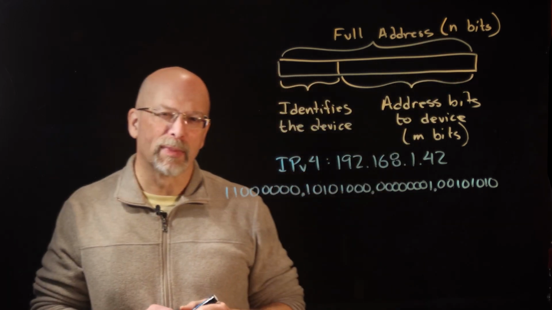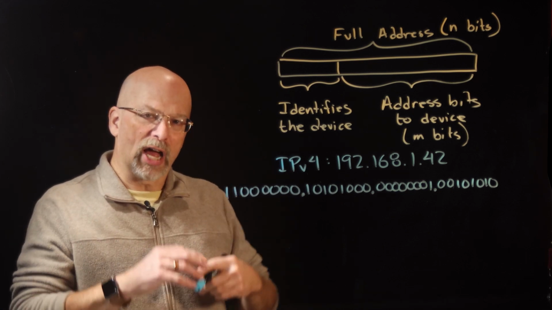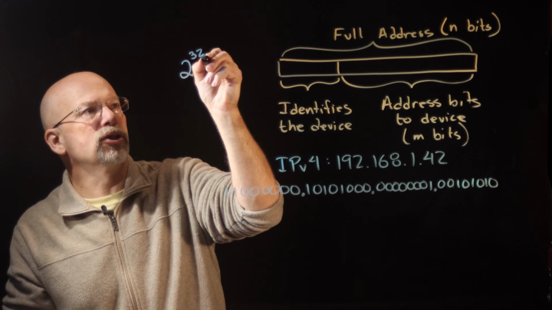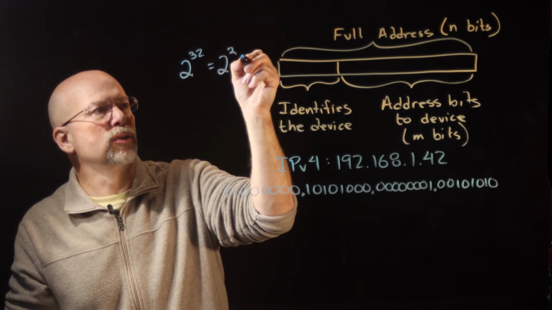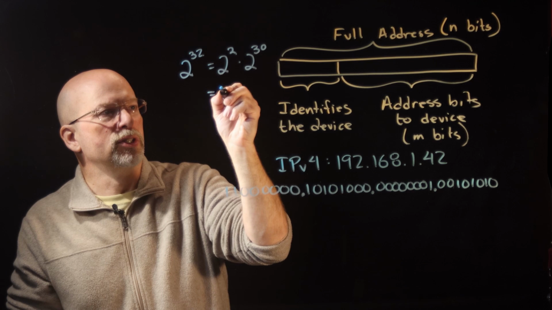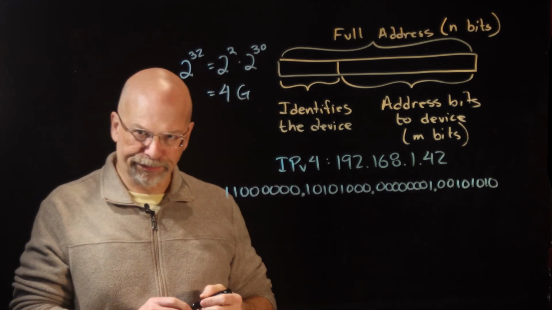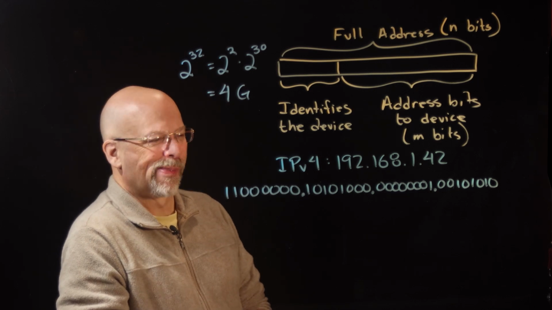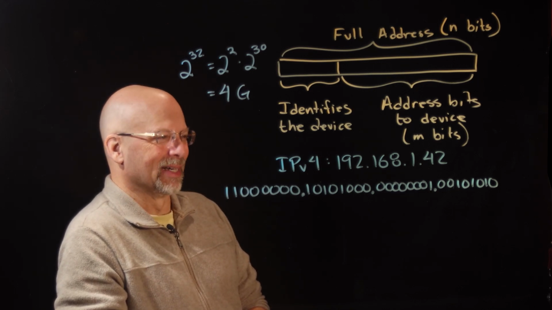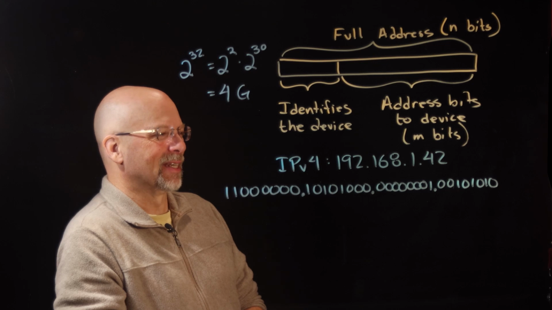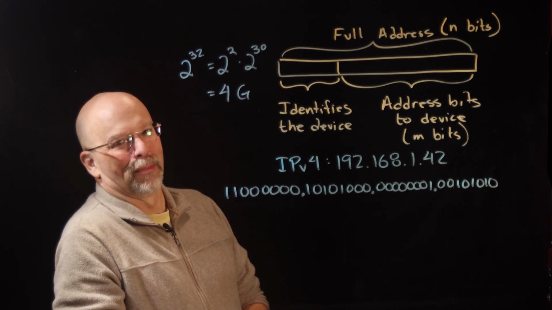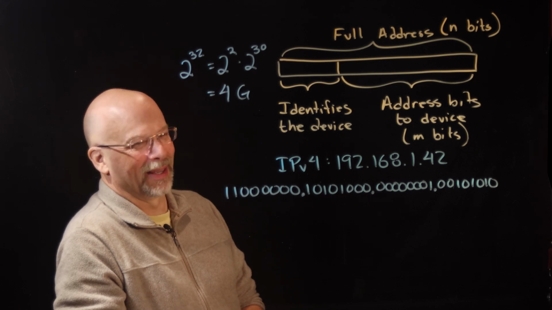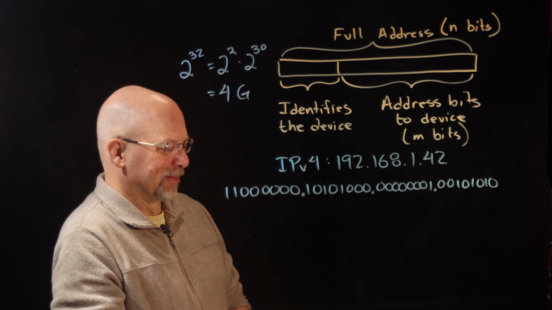What is our memory space then? In other words, how large a network can we have? Well, that's 2 to the 32, which is equal to 2 to the 2 times 2 to the 30th, which is equal to 4 gig. 4 billion addresses. That's a lot, right? Turns out it wasn't enough, but yeah, it's a lot. You know, now that every light bulb on the planet has its own IP address, we probably didn't make the network big enough.